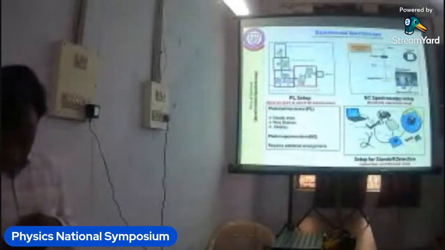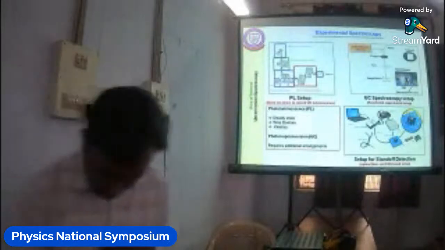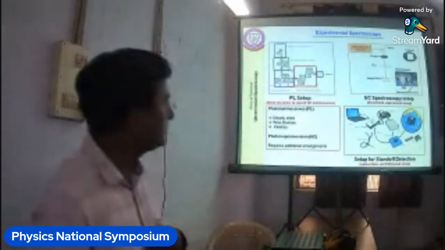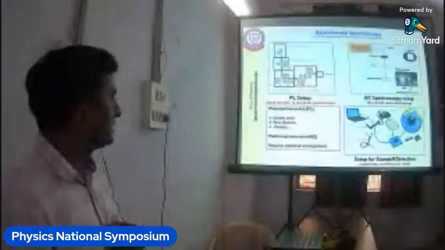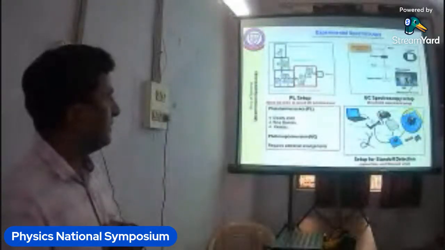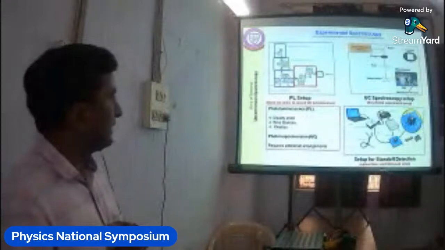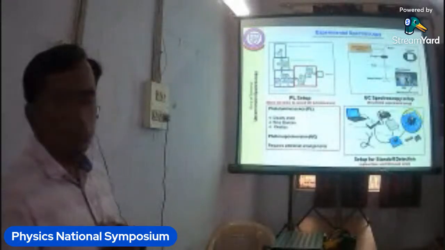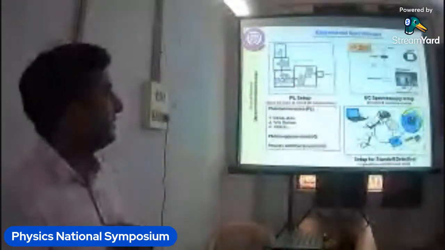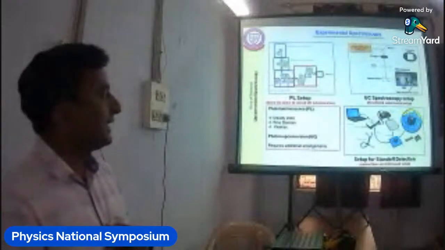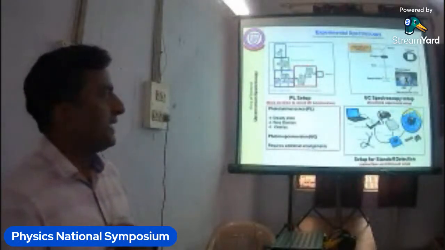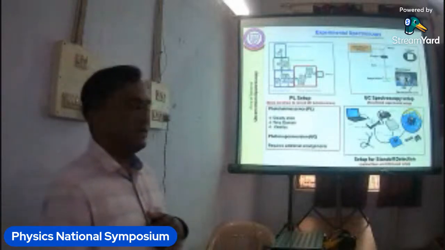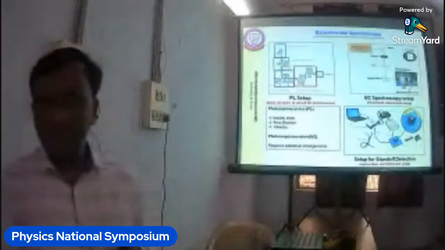Okay, how can we do it? In the case of photoluminescence, we know that we need a source to excite our sample, and then we use a monochromator and send the signal to a detector. But in this case, we need only a laser. It will excite your sample, and the emission will be detected by a monochromator having a PMT as a detector.